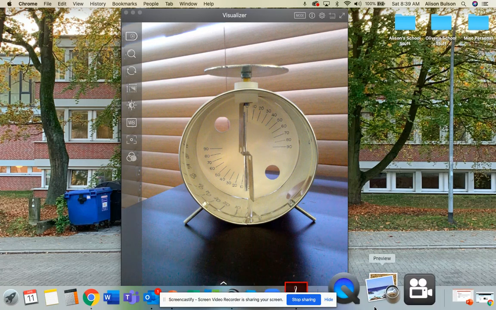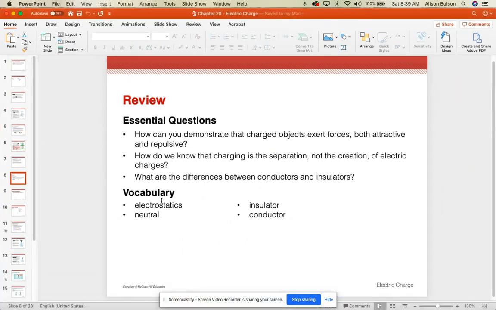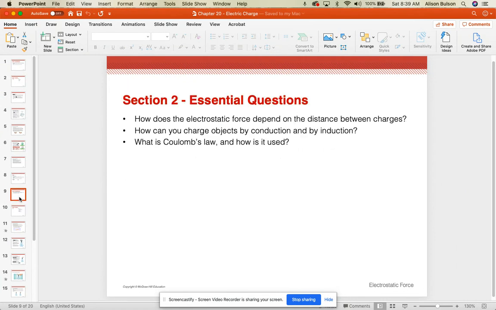Hello again, students. Now we're going to talk about section 2 of chapter 20, electrostatics. So for section 2, our essential questions are: how does the electrostatic force depend on the distance between two charged objects? How can you charge objects by conduction and induction? And what is Coulomb's law and how is it used?